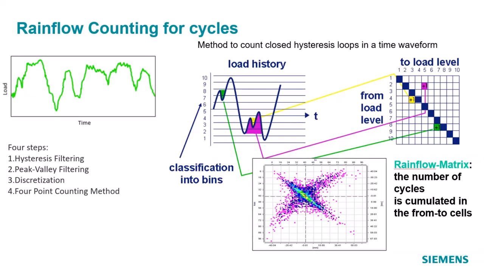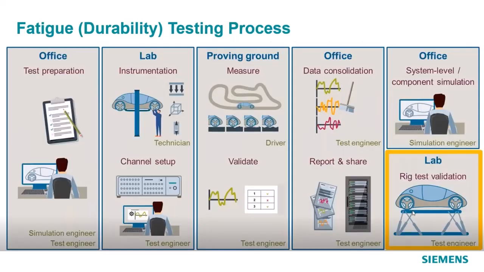And from this number of cycles, we can use Miner's rule to calculate the damage from this load history based on this rainflow counting method. So first we go through this rainflow counting, then go through Miner's rule to calculate the damage from the cycles, and then sum them all up to come up with the cumulative damage from this entire load history. So that is the information, that is the foundation that we will use for this accelerated fatigue life testing.